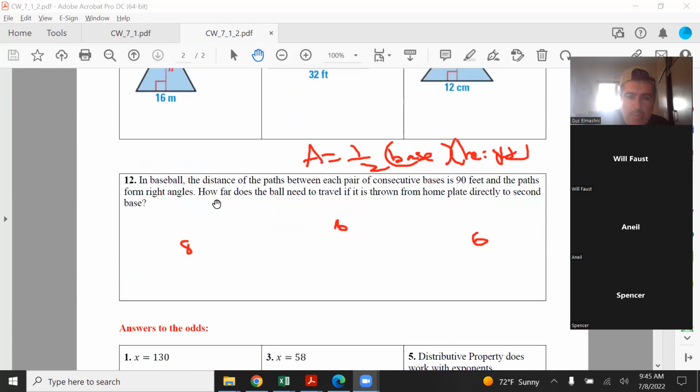And then you have a word problem here, which actually is a good problem. I know there's some of you guys played baseball.